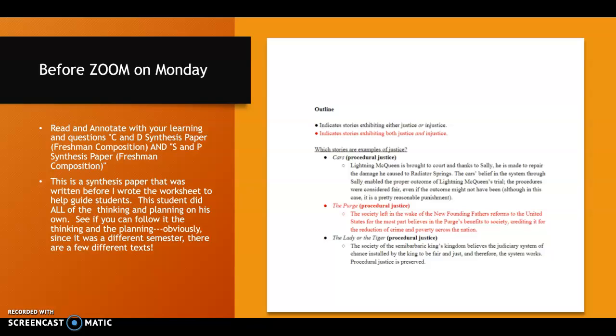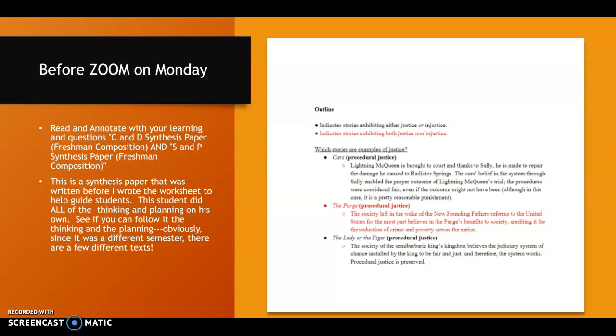When he took the class, which would have been the fall before last year, the fall of 2018, I didn't provide as much support during these synthesis papers. So what you'll see is that they didn't have the worksheets, and this was a face-to-face class, so there were no videos like you have. But I didn't provide the journeys and stuff like I did for you all, and so he really had to do all the thinking and planning on his own.